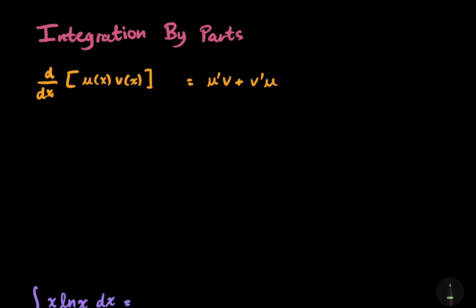So let's say we're taking the derivative of the product of two functions. So the derivative with respect to x of u of x times v of x. And we know that that's just going to be equal to u prime v plus v prime u. I removed the of x part because I just wanted to make it a bit neater and a bit easier to write down. And so we have this equation over here, we have this rule.